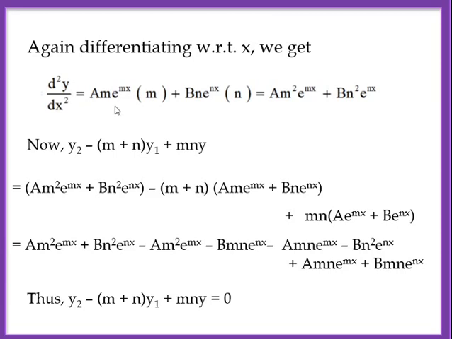So d2y by dx square is this one. Already am is there. Derivative of e raised to mx into m. Here e raised to nx into n. So this is basically the second derivative. Now simply substitute the values of y, y1, y2. Patiently simplify and get the final answer. So I'll give you some time to read the solution.